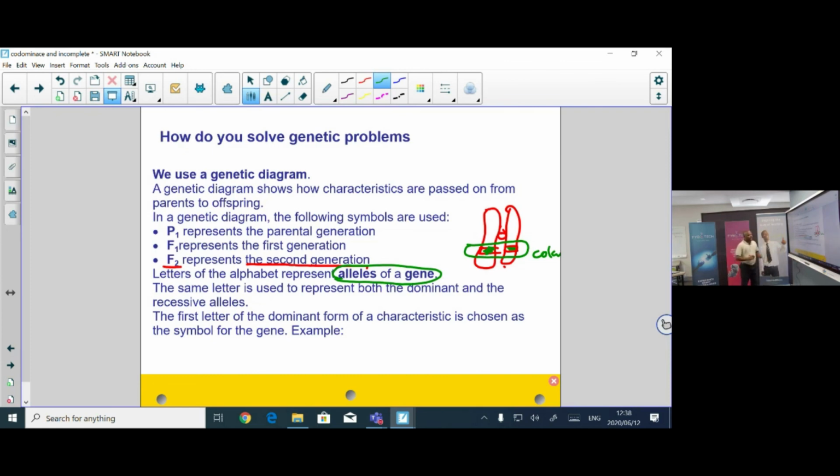The same letter is used to represent both the dominant and the recessive allele because we are referring to one gene. We don't say X and W, so don't use letters that confuse the upper and the lower case. The first letter of the dominant form of a trait is chosen as the symbol for the gene. It's a repetition. We mentioned this, but we need to emphasize it.